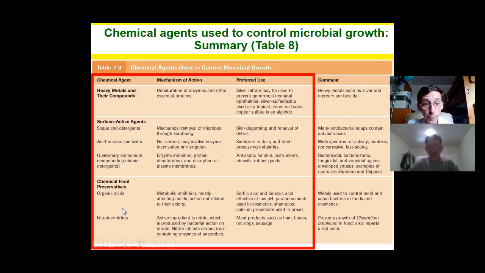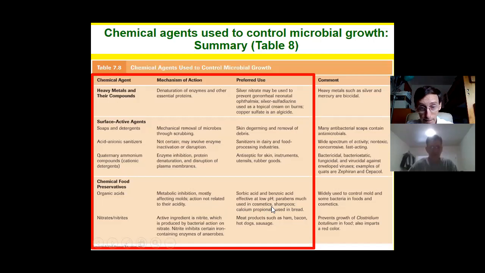These are chemical food preservatives. Organic acids are actually added to food to prevent the growth of microbes, and they stop metabolic inhibition. They mostly affect molds, inhibiting the molds from growing. Their action is not related to their acidity, meaning they are slightly acidic, but it's not acidic enough to prevent the growth of molds. Sorbic acid and benzoic acid effective at low pH and prevent the growth of mainly molds.